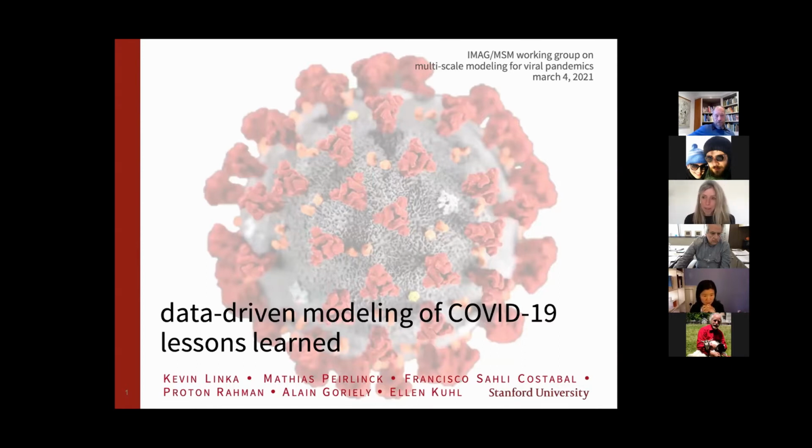This scales way up from what you just presented. I'm going to talk about population modeling of COVID-19. I'm going to try to explain what we did to approach this and what we actually learned from doing this throughout the last year.